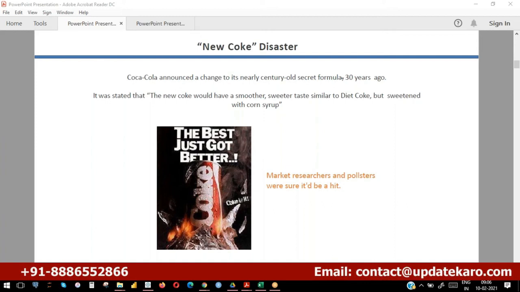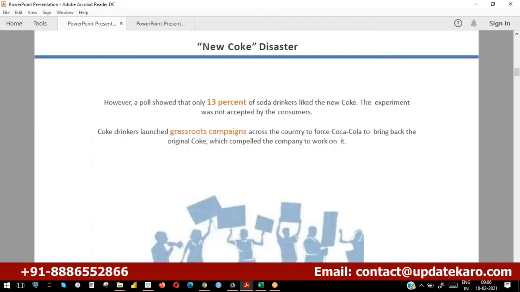They did not do detailed market research before launching this product. This was a business decision based on intuition. This was not a data-driven decision. So, after the introduction, only 13% of the soda drinkers liked this new Coke. The rest did not like it.